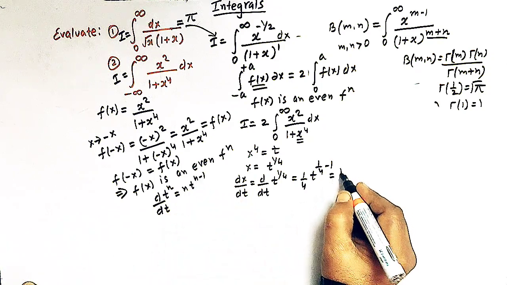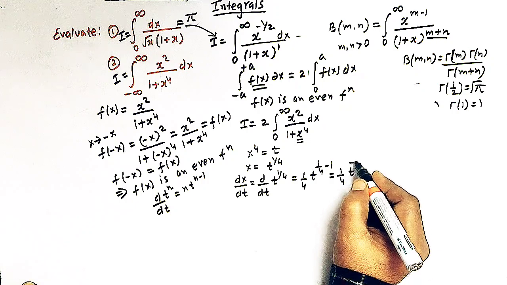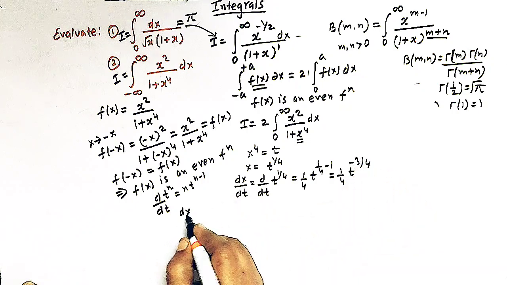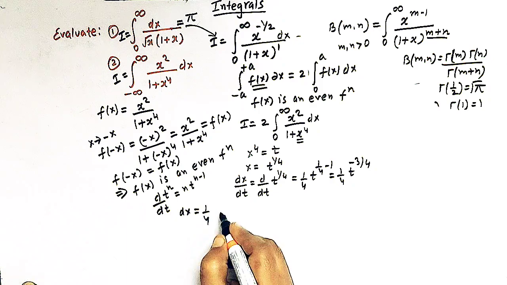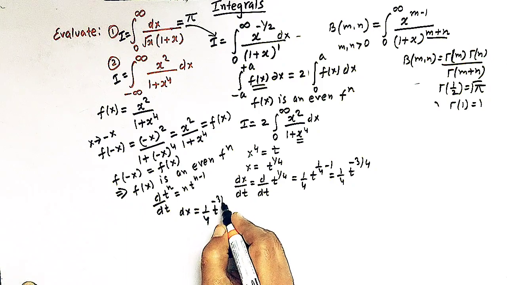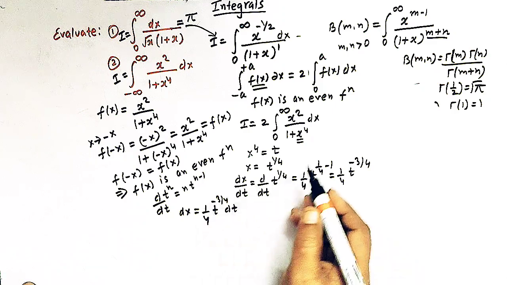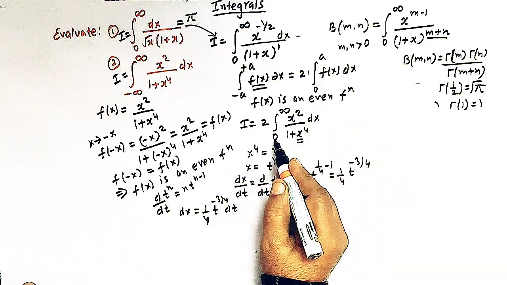So here we have 1 over 4 t raised to minus 3 by 4. So now we can write dx is equal to 1 by 4 t raised to minus 3 by 4 dt, right? Okay, now let us change the limits accordingly.